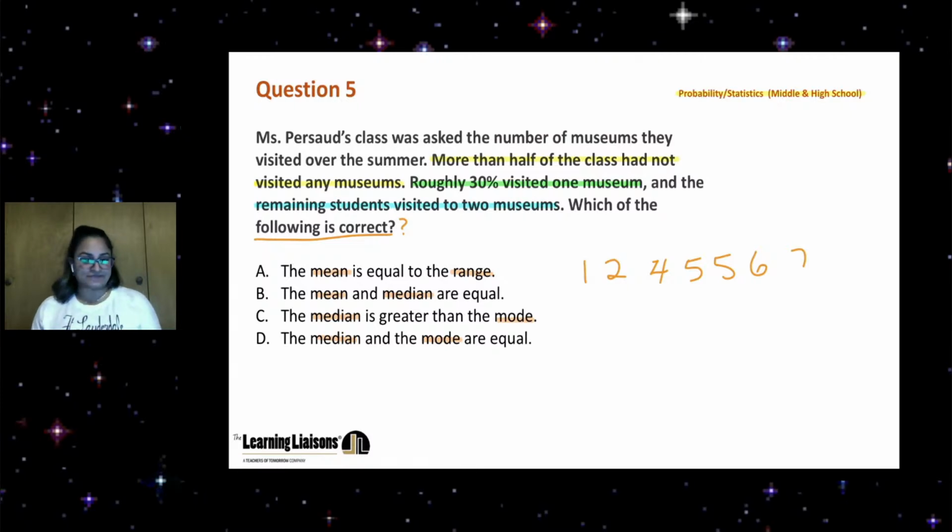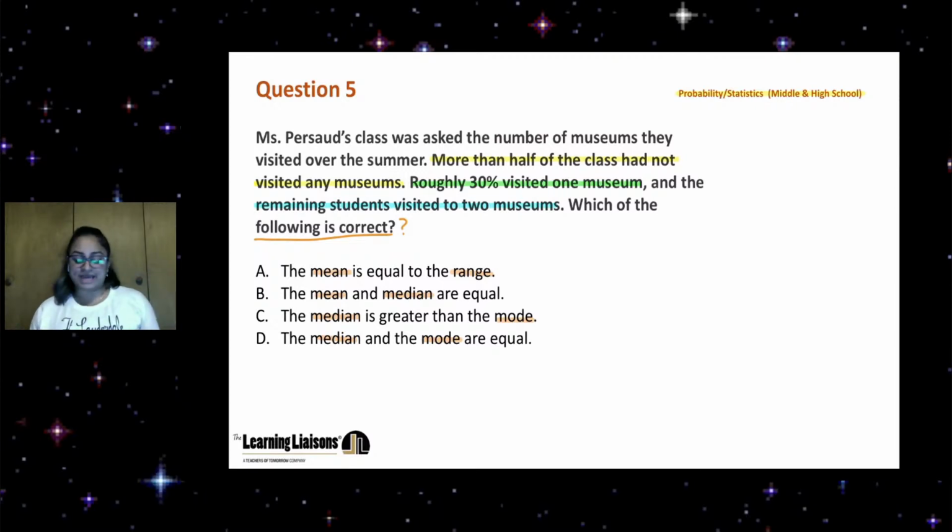Right? We're used to seeing stuff like that and then figuring out what the mean, median, mode, and range is. But we don't have any of that. So what are we supposed to do now? Well, we still have to create the data, right? So we're going to create the data, and then we're going to talk about what the words mean, because that's how we're going to solve it.